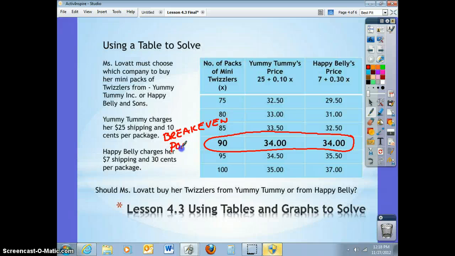Okay? Break-even point is when it switches from one to the other, and it's better below that point to buy from Happy Belly, and it's better above that point to buy from Yummy Tummy. So that's where it breaks. Okay? So if she wants to buy more than 90 packages, she's going to buy from Yummy Tummy. If she wants to buy less than 90 packages, she's going to buy from Happy Belly. And if she wants 90 packages, it doesn't matter where she buys them from. She could choose either one.